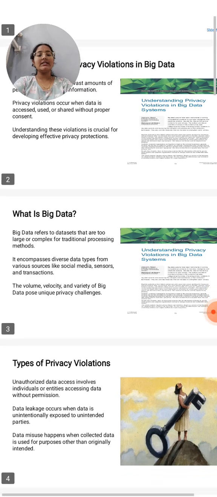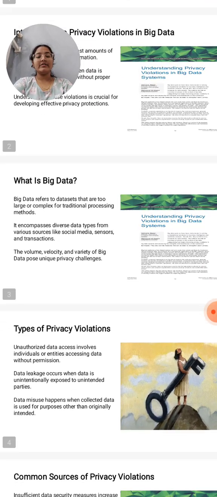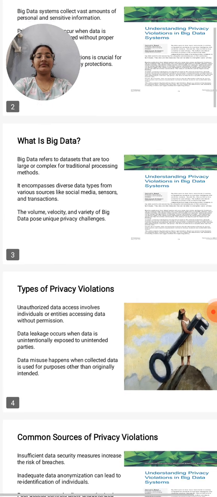The next slide is about what is big data. Big data refers to datasets that are too large or complex for traditional processing methods. It encompasses diverse data types from various sources like social media, sensors, and transactions. The volume, velocity, and variety of big data pose unique privacy challenges.